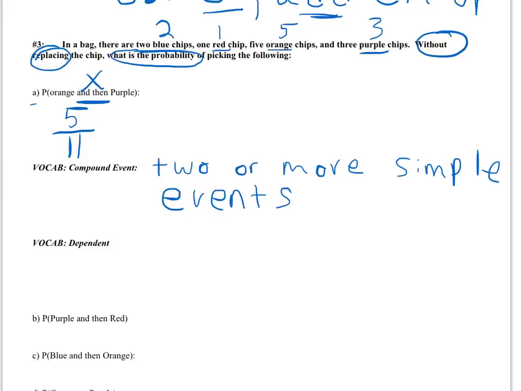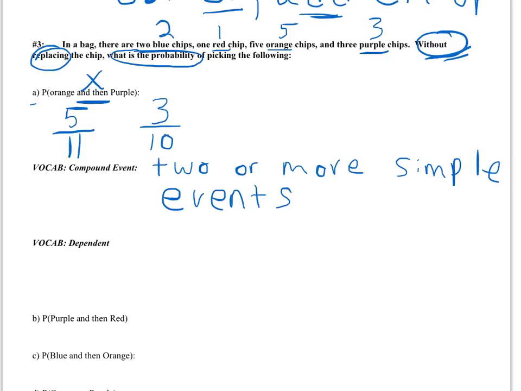Now the next one, purple. Once you reach into the bag and grab one, are you replacing that chip? It tells us without. That means no replacement. So now, how many total chips do you actually have in this bag when the second time you reach in and grab? Do you still have the 11? And the answer is no. We have 1 less because we already grabbed one. Now we only have 10. So the total possible now, there aren't 11 because we already grabbed 1. Now there's only 10. Now with the numerator here, how many purple are in the bag? There are 3 purples in the bag.